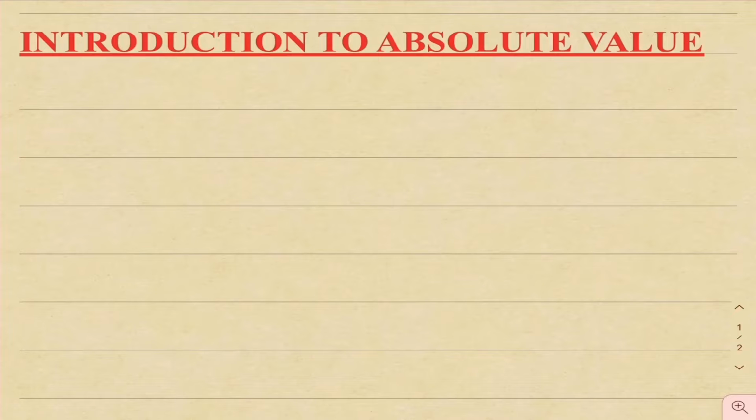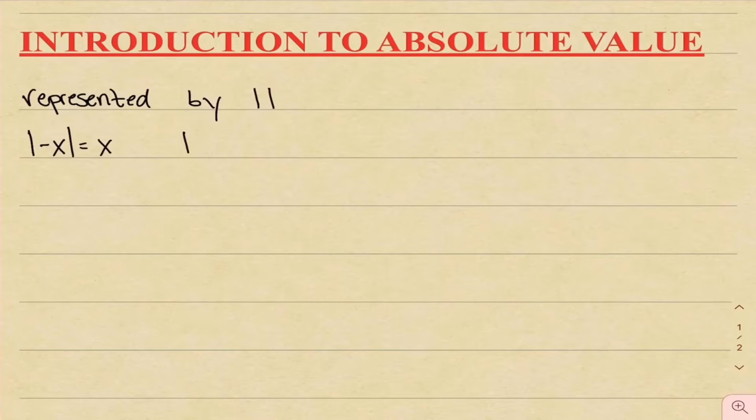Today's video is going to be about introduction to absolute value. An absolute value is represented by two lines that look like parentheses, but they're actually straight lines. If I have an absolute value of a negative number, the answer is going to be positive. And if I have an absolute value of a positive number, the answer again is going to be positive.